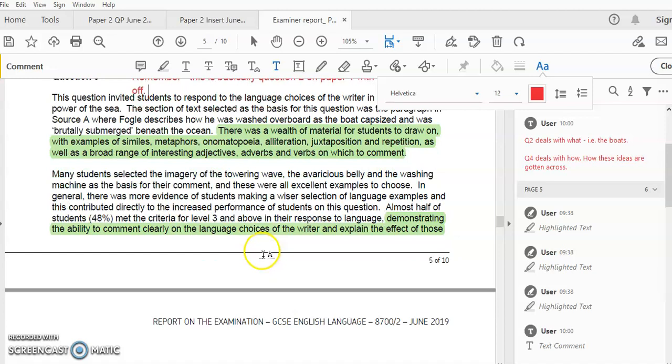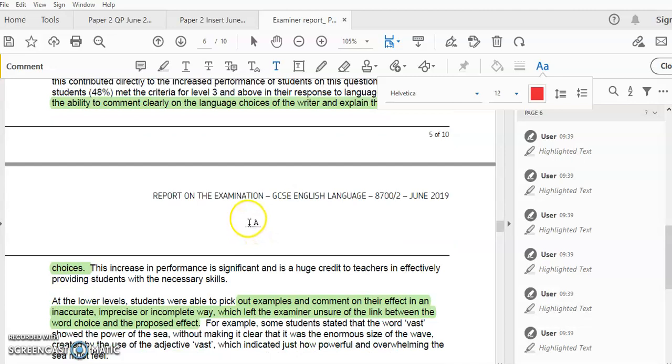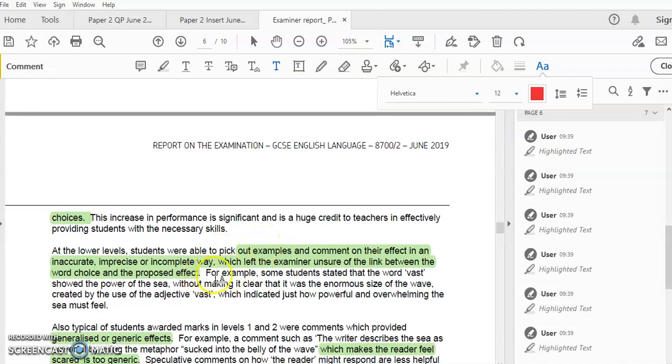Okay, so bear in mind as well here that being fairly clear is important. There should be a link. You should not list a bunch of things that you've identified and then spend the next paragraph talking about the interpretations of them. Put one thing down, then explain it. Put the second thing down, then explain it. Okay? And again, it's that link that's important. So, for instance, if someone's putting "vast" down to show the power of the sea without making it clear that it's the size of the enormous wave, that's not going to get them any marks, really, or not many.